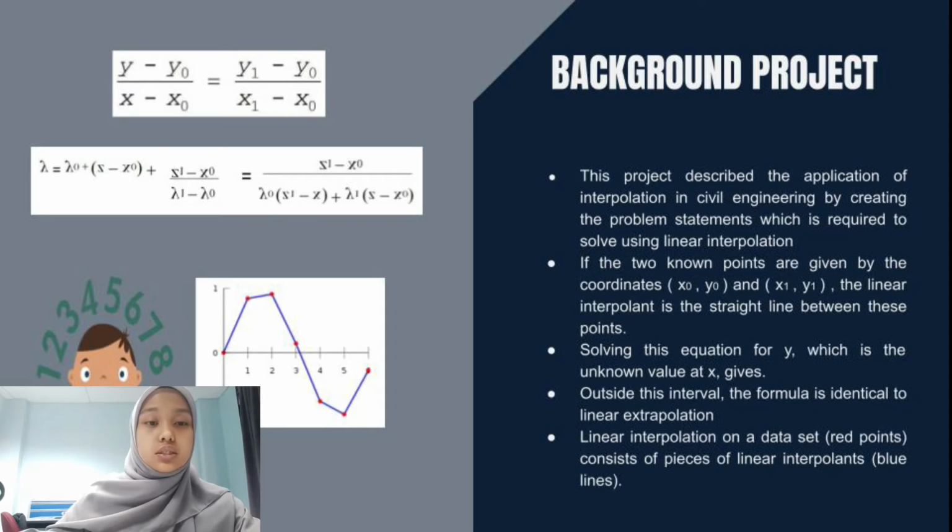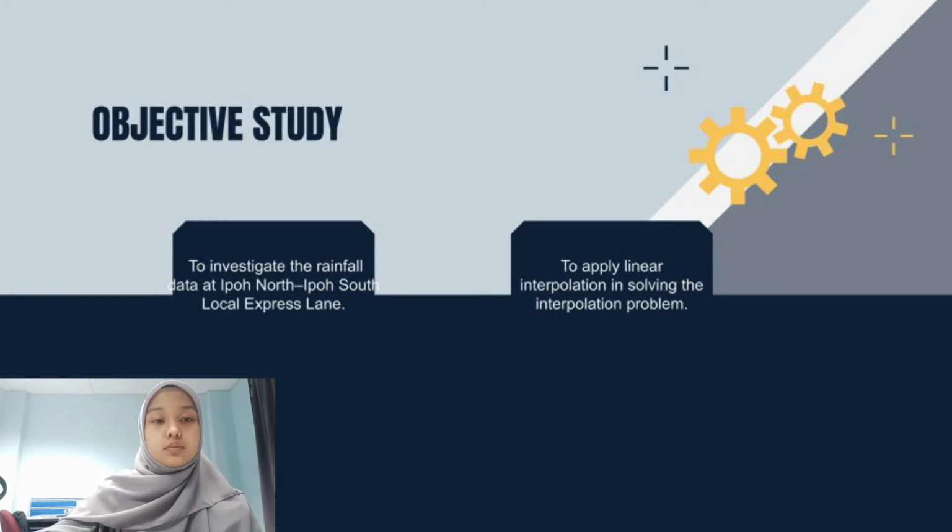Linear interpolation on a set of data points is defined as the concatenation of linear interpolants between each pair of data points. This results in a continuous curve with a discontinuous derivative in general, of differentiability class C0. Linear interpolation on the data set, the red points, consists of pieces of linear interpolants, the blue line. Okay, the objectives of this project are, first, to investigate the rainfall data at Johor Bahru, Johor, and second, to apply linear interpolation in solving the interpolation problem.